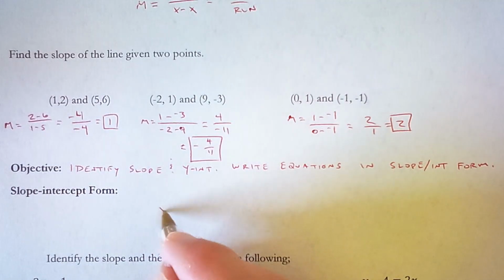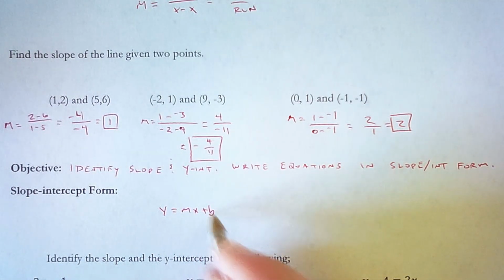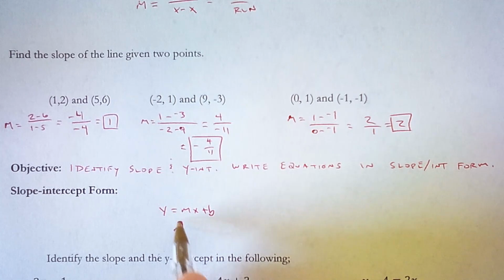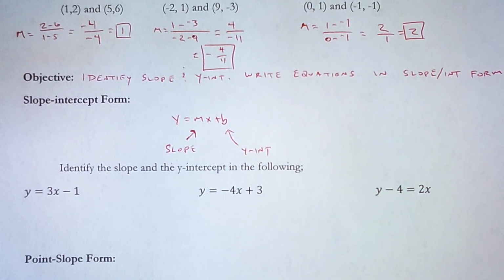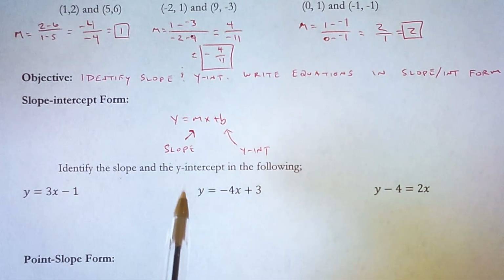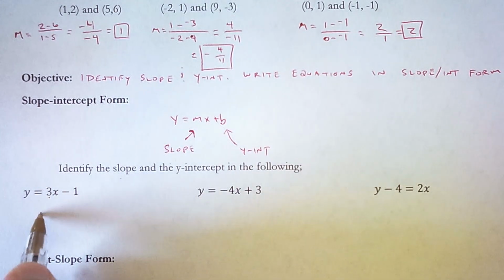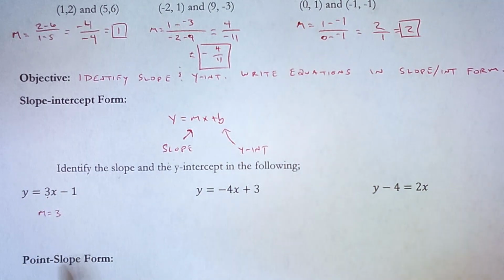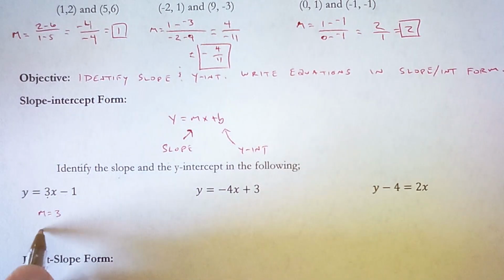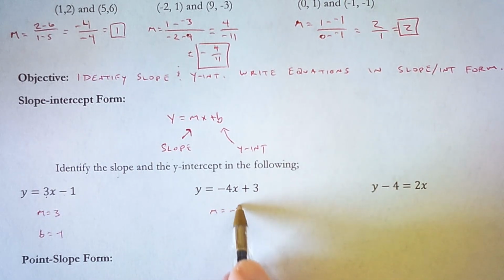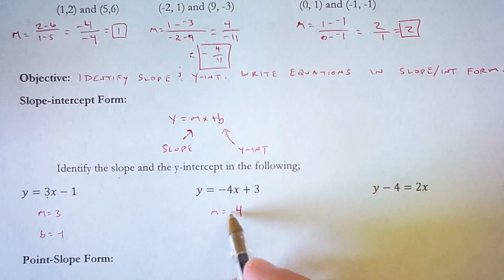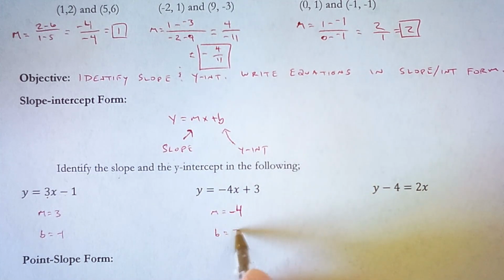So slope-intercept form is y equals mx plus b. M is the slope. B is the y-intercept. So in this first equation, identify the slope and the y-intercept. The slope is right here. It's 3. Slope is 3. Y-intercept is right here. It is negative 1, so b is negative 1. Here the slope is negative 4. And the y-intercept, b, is 3.